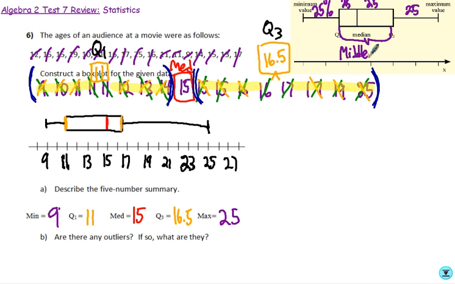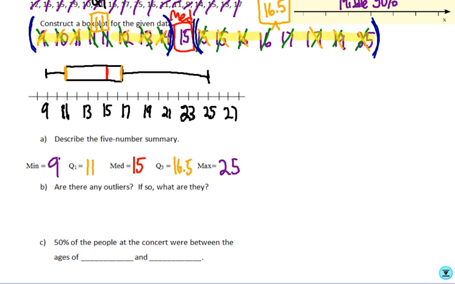It represents 50% of the people, or whatever your data point is. And so in this case, we're saying that 50% of the people at the concert were between the ages of 11 and 16.5. So I can come down to here, and it says 50% of the people at the concert were between the ages of 11 and 16.5.